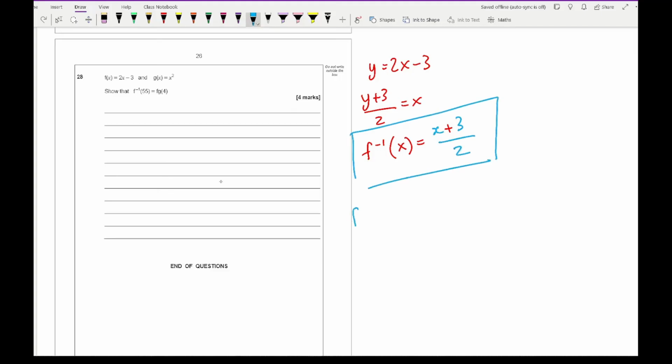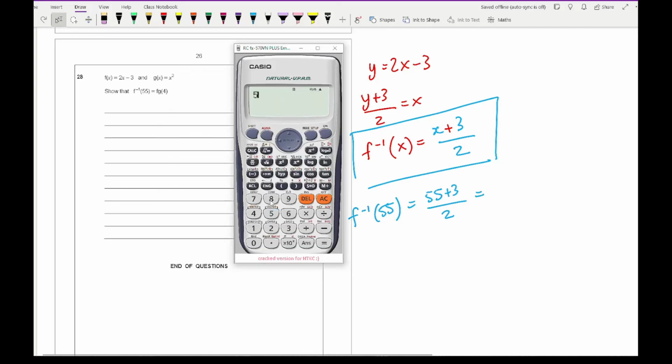Now, to work out what the inverse function of 55 is going to be, what I need to do is just substitute 55 into this. So I've got 55 plus 3 divided by 2, which gives me 58 divided by 2. So 58 divided by 2 equals 29.